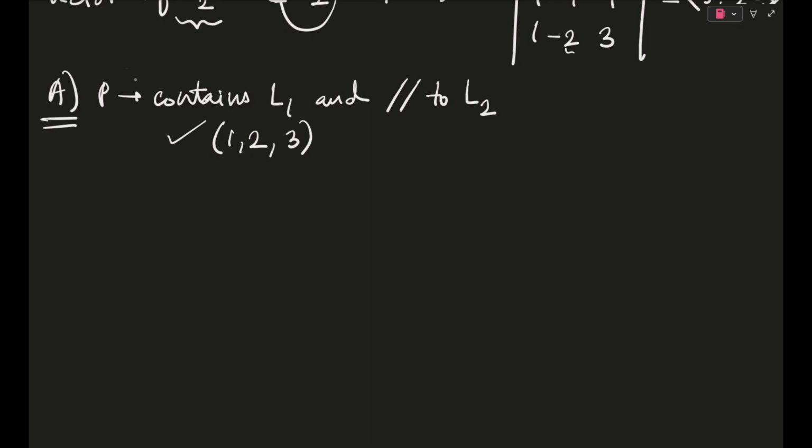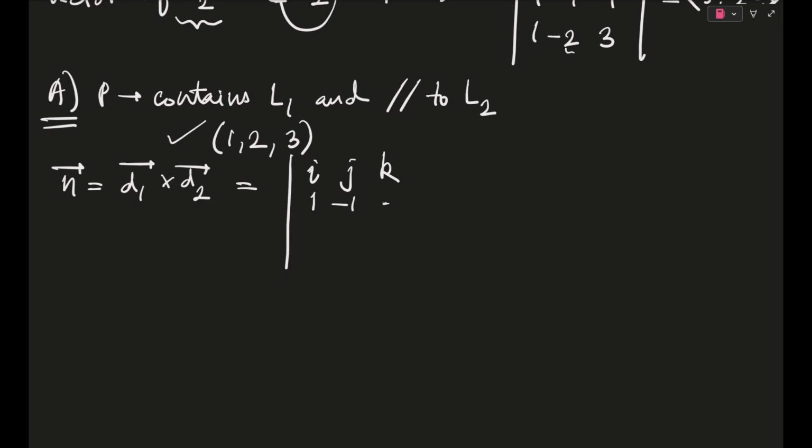Very easily, if P contains L1 and is parallel to L2, the normal to such a plane would simply be d1 cross d2. So if we do the cross product, this will be your i, j, k, and d1 and d2. So 1 minus 1, and this will also be 1 itself, plus 1, and this will be 5 minus 2 and minus 3. If we calculate this, it comes out to be 5, 8, 3. I'm not doing the calculation part, guys. I hope you will do it.